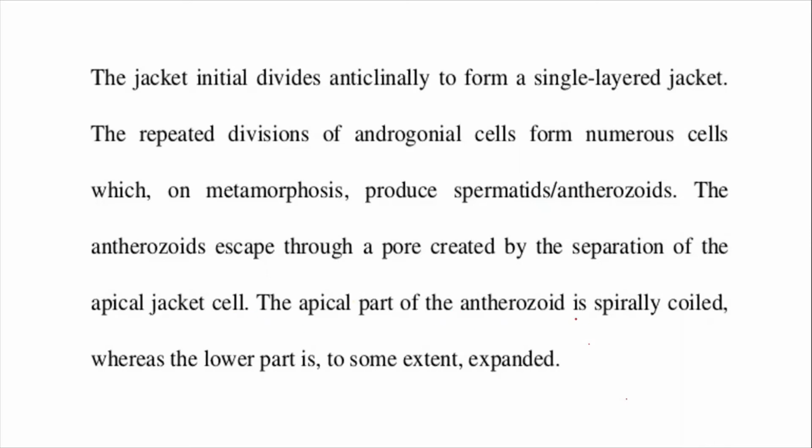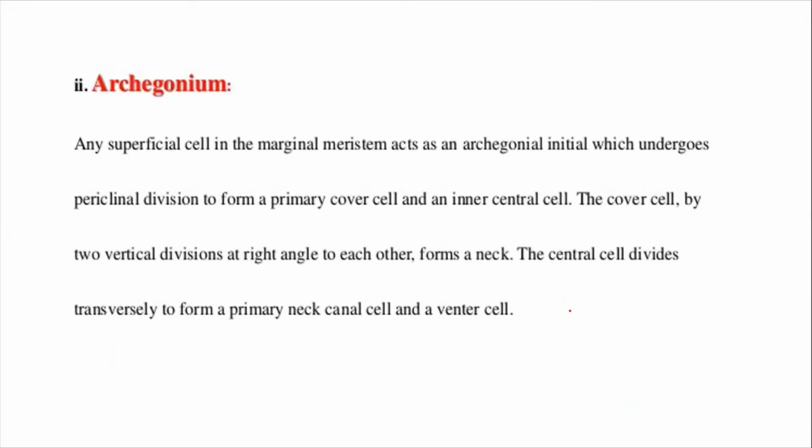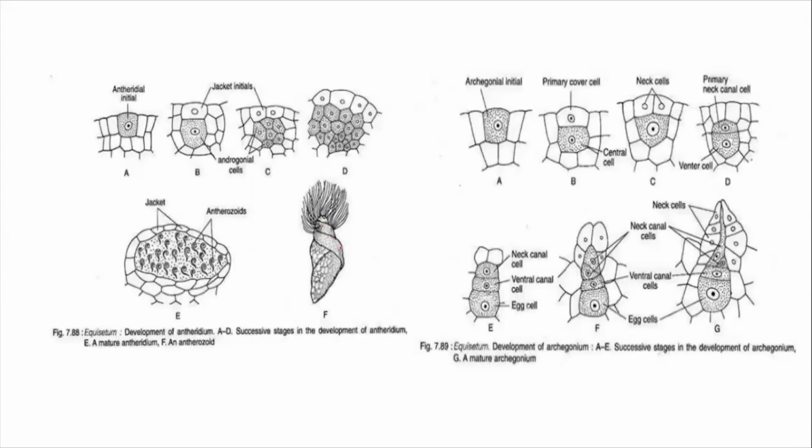The apical part of the anthrozoid is spirally coiled. This is very, very important. Whereas the lower part is expanded and consists of the flagella by which they move. You can see the structure over here. The upper part of the anthrozoid is coiled, appearing like a shell. Look, it appears conch-shaped, this is the anthrozoid. The upper surface is coiled, on which you can see the multiple flagella by which it can move. So it becomes motile, and this is the lower part of the anthrozoid.